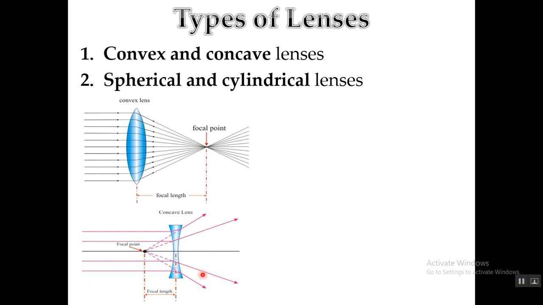But the concave lens diverges the light to a point in front of the lens, and this is called a diverging lens or minus lens. So the convex are positive, but the concave are what? Negative. Because these are diverging, but the convex are converging.